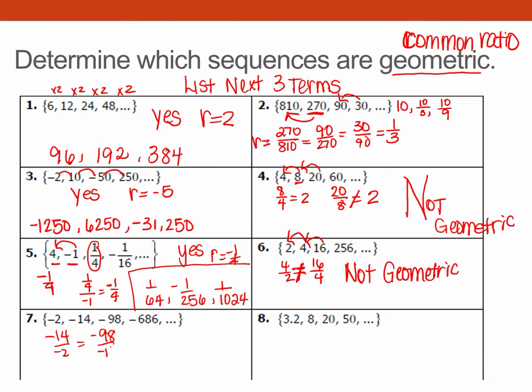For our next one, let's do -14 divided by -2. Is that the same as -98 divided by -14? Is that the same as -686 divided by -98? And the answer is yes. It is being multiplied by 7. So our next three terms would be 4,802, 33,614, and 235,298.